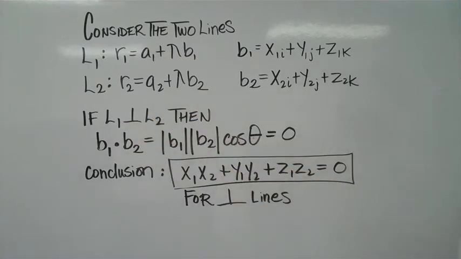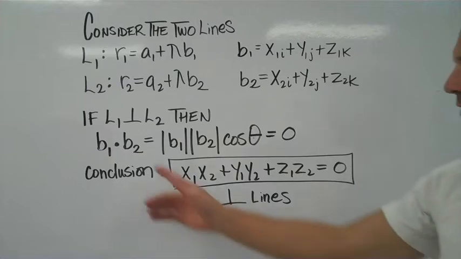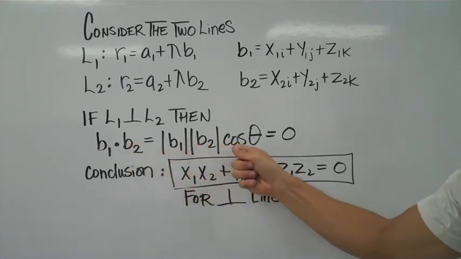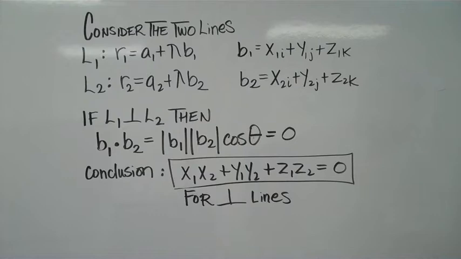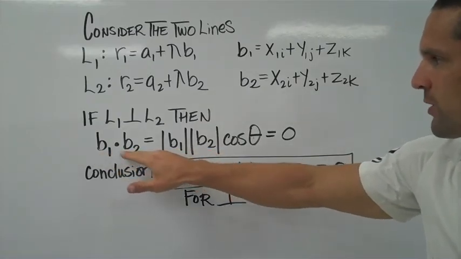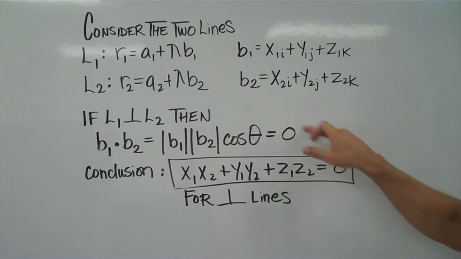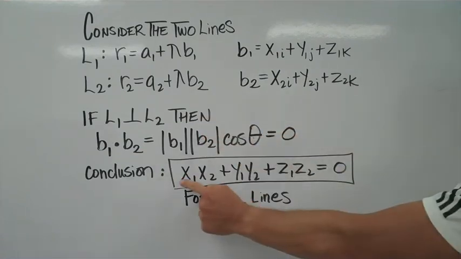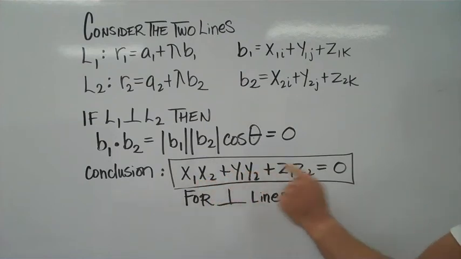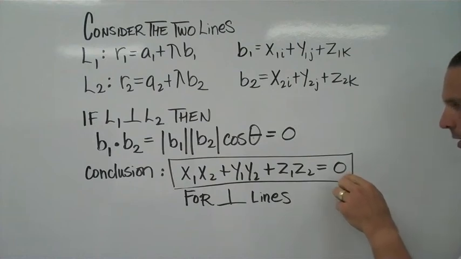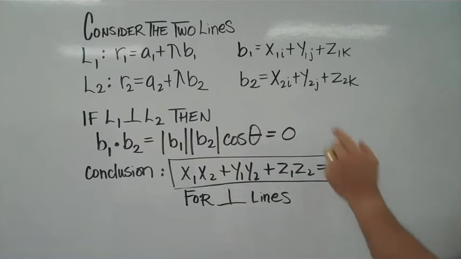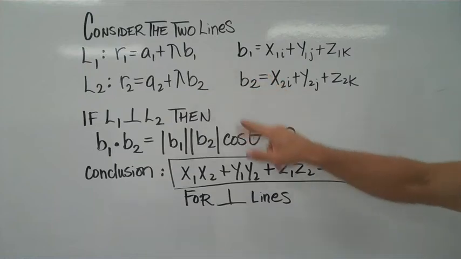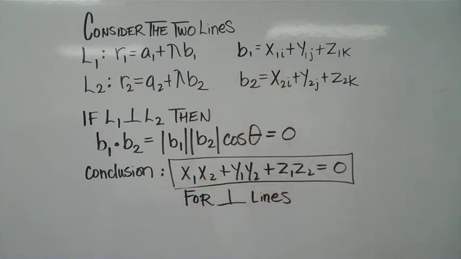Now, if L1 is perpendicular to L2, then we know its dot product or scalar product can be defined as the magnitude of b1 times the magnitude of b2 times the cosine of the angle between them. But if they're perpendicular, the angle is 90 degrees. What's the cosine of 90? It is 0. So b1 dot b2, the dot product or the scalar product, will equal 0 for perpendicular lines. And we can conclude that x1 times x2 plus y1 times y2 plus z1 times z2 will equal 0 for perpendicular lines. This is a great test for perpendicular lines. Does x1 times x2 of your directional vector plus y1 times y2 plus z1 times z2 equal 0? If it does, then the lines are perpendicular.